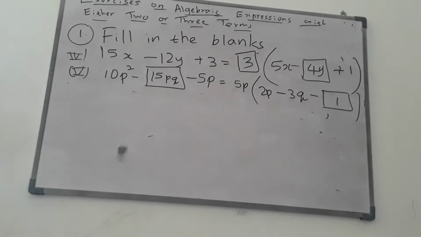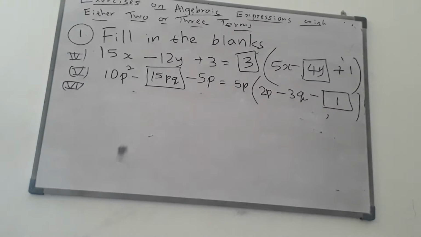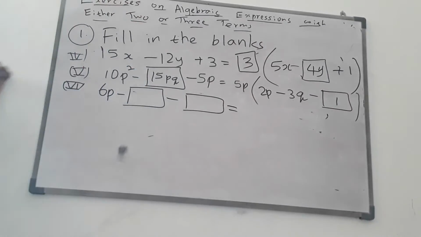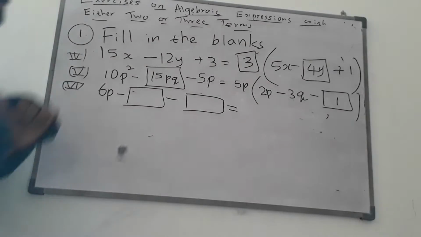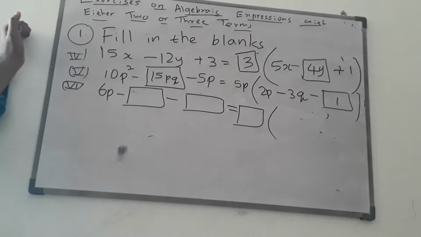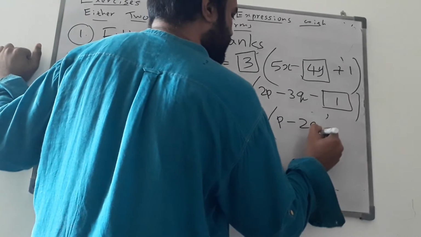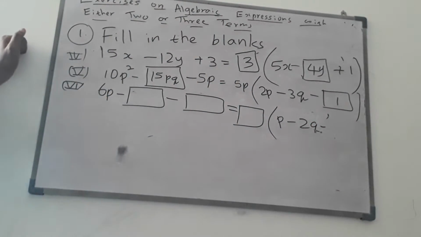Sixth question. Sixth question is 6p minus blank minus another blank equals blank times, within brackets, p minus 2q minus 3.